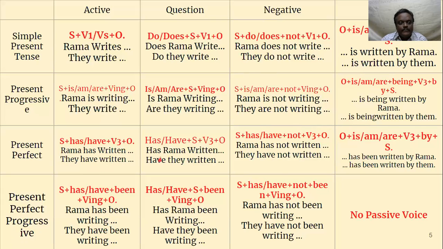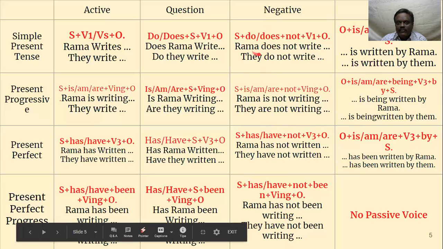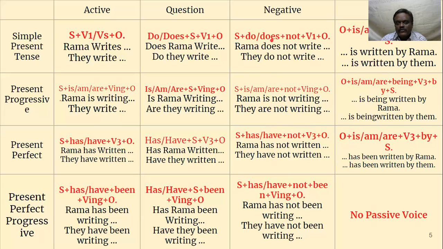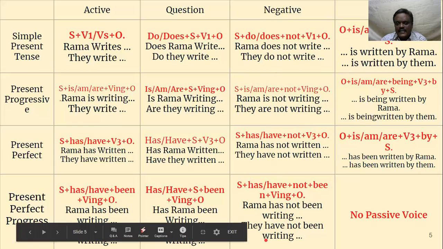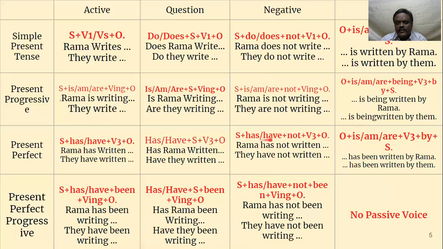In the same way, present perfect question. So we have to bring a helping verb at the beginning of the sentence. So has Rama written a letter? Have they written a letter? In the negative, we have to put not between the helping verb and the main verb. The same rule applies in all these tenses, except here we have no helping verb, so we have to use do or does. In other tenses, it's no problem. Simply we have to put not in between the helping verb and the main verb.